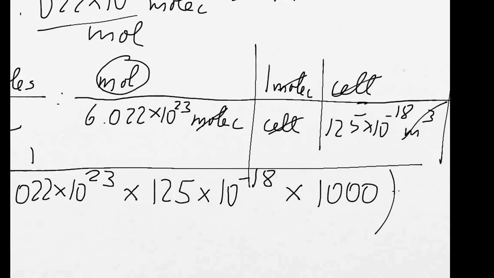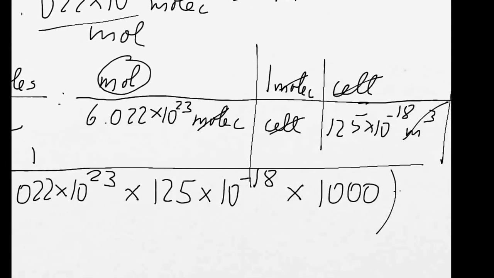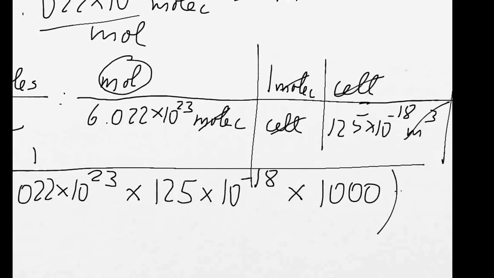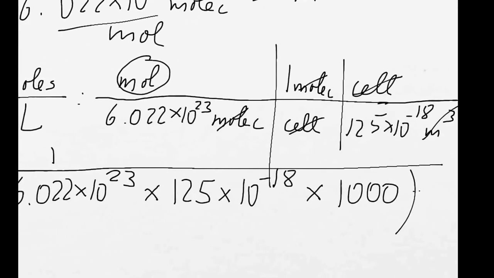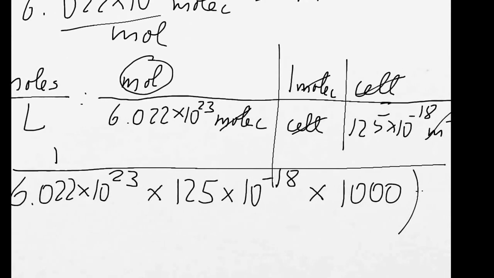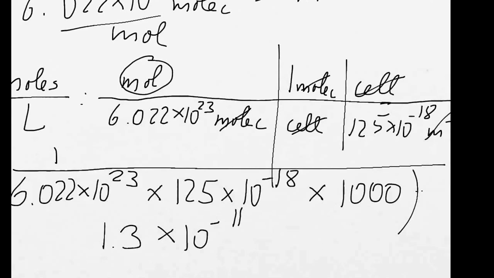Do you get anything? Aha! So if you do this calculation, you get 1.3 times 10 to the minus 11, is that right? Mole per liter. Yeah?